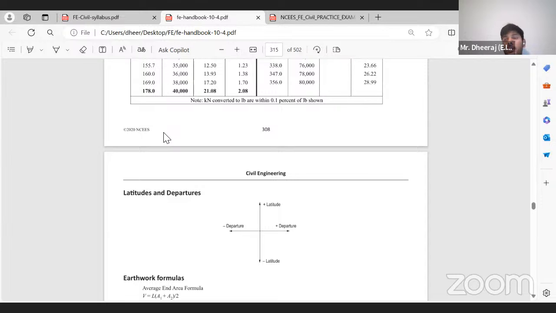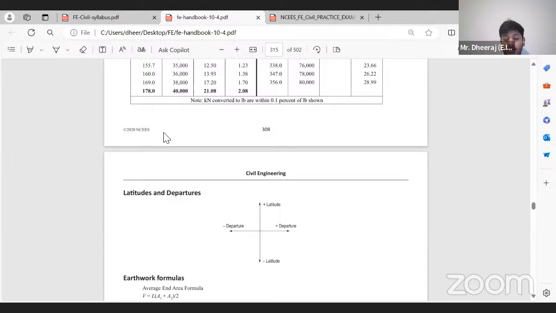So this topic is so and so page number. So this is a very good habit. Let's take two people. One person is practicing a lot, solving all the questions in the FE review book, but he didn't take much time to look into the handbook. And there is another person who solves rarely, gives a little bit of practice, but goes to the handbook and sees where the topics are.